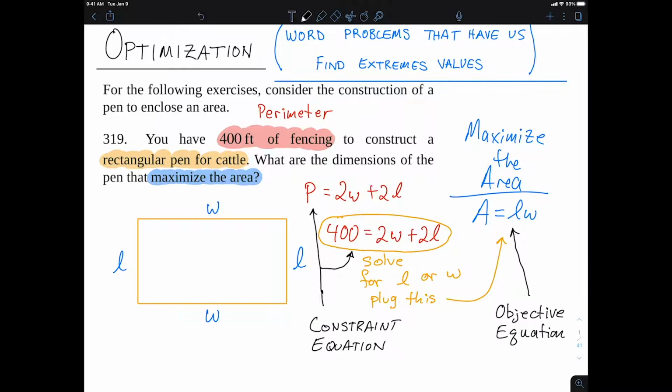So the naming here is supposed to be helpful. We have a constraint on our problem. The constraint is we only have 400 feet of fencing. That's our limitation. We have an objective equation because our objective is to build a fence that has the largest area inside of it so that our cows have lots of room to roam around and eat grass and stuff. So the names are supposed to be helpful.